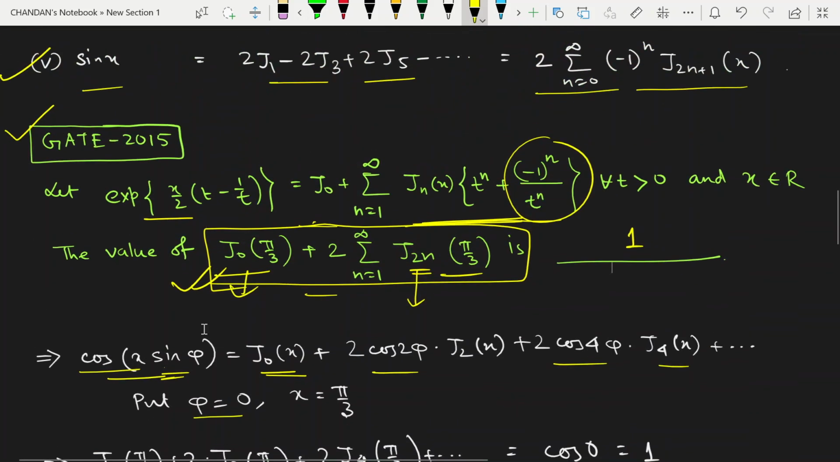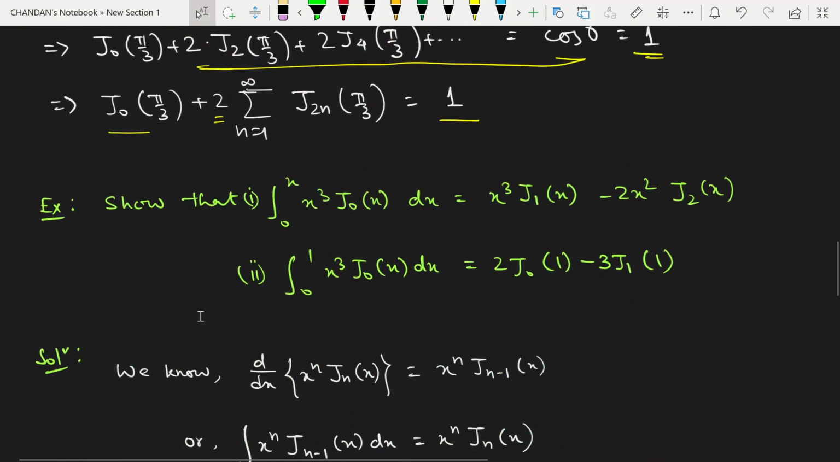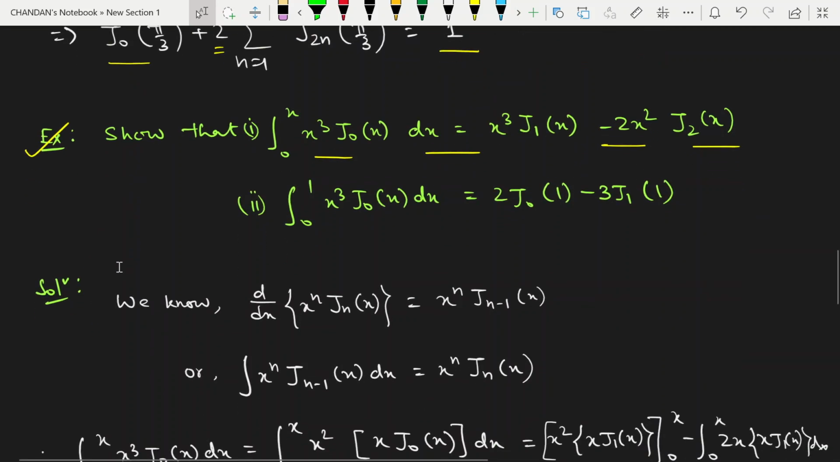This is a very good problem that came in GATE 2015. Now this is also a problem from the GATE exam. It says that the integral from 0 to x of x cubed J0 x dx is equal to x cubed J1 x minus 2 x squared J2 x. And number 2 is also present here.